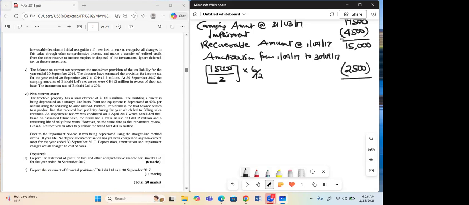When we take it out, what will be the carrying amount? 12,500, right? Yes. Okay, so the total amortization for the year. Let's calculate amortization for that year.